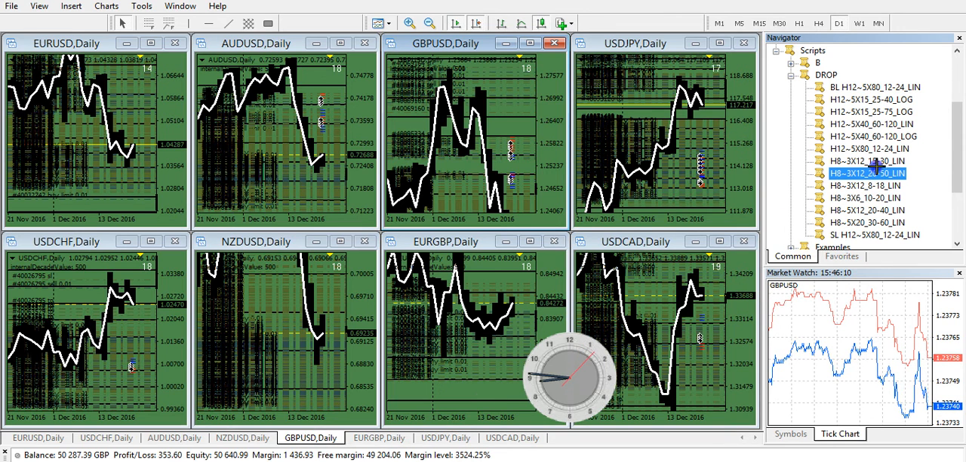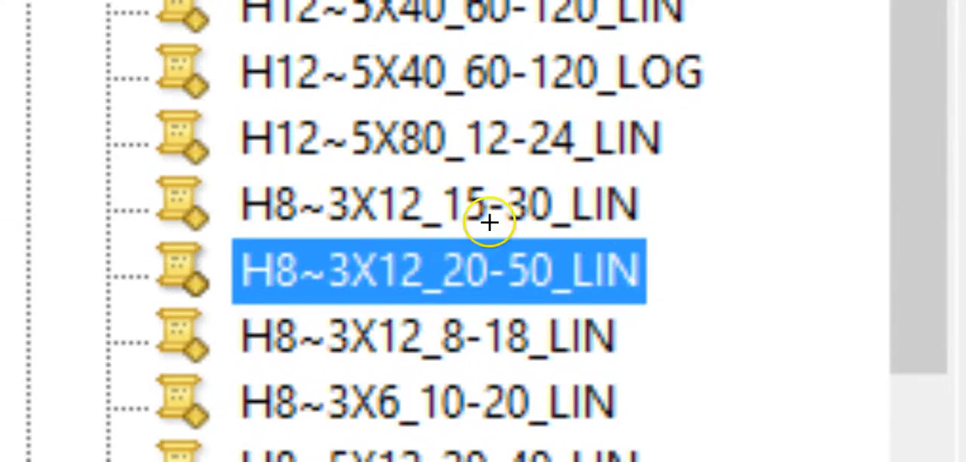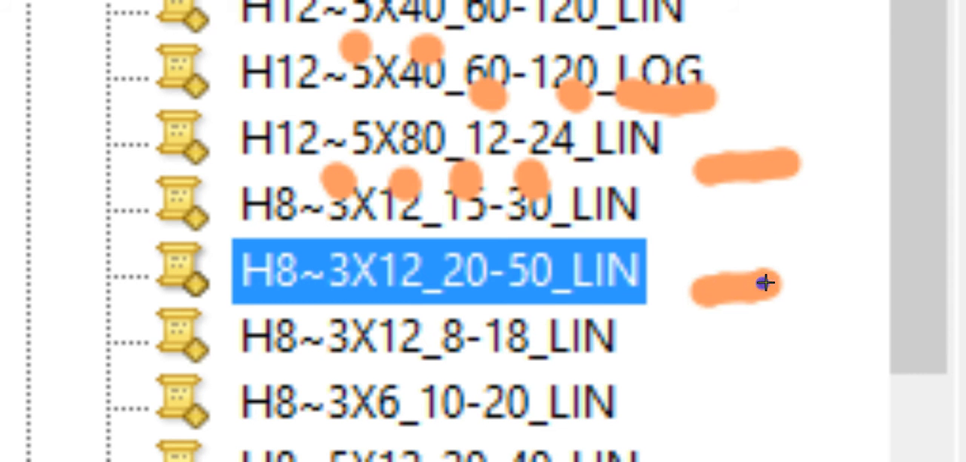You rewrite these to fit your own needs. But this is 8 hours. There's 3 tickets that span 12 pips, and each ticket has a stop of 15 to make 30. There's the span of 40 pips, 5 tickets, 60 to make 120. The logarithmic style means that it's going to buy like this.